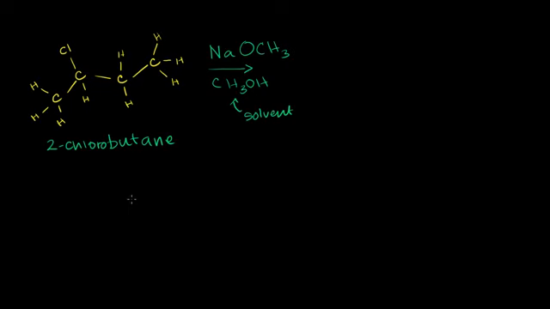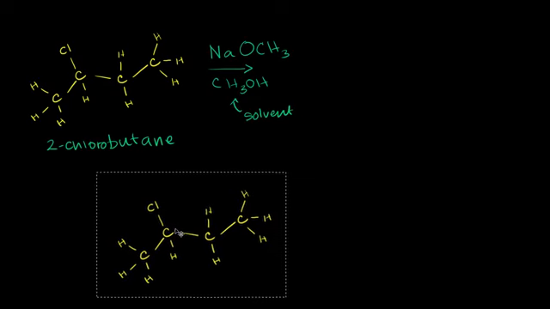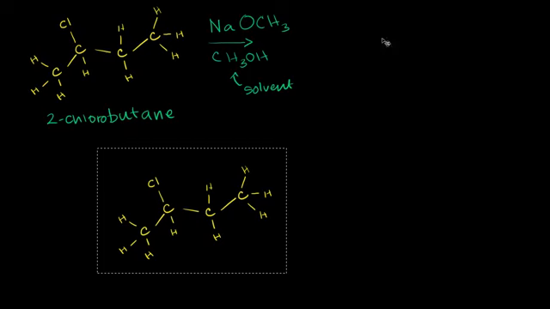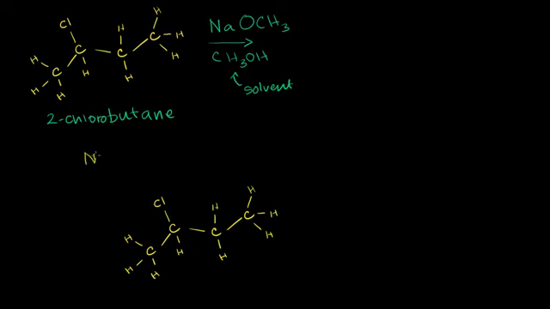The first thing, let me redraw the molecule right there. The first thing you need to realize is this sodium methoxide is a salt. When it's not dissolved, it's made up of a positive sodium cation and a negative methoxide anion. Let me draw the methoxide part right here. So a negative methoxide anion.